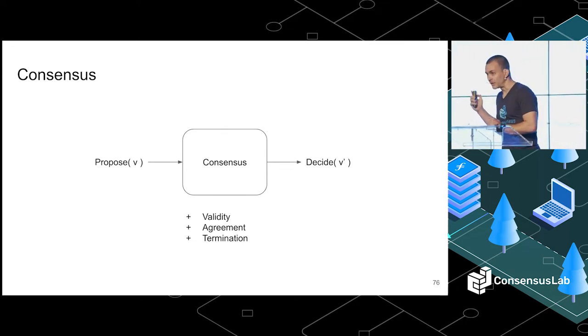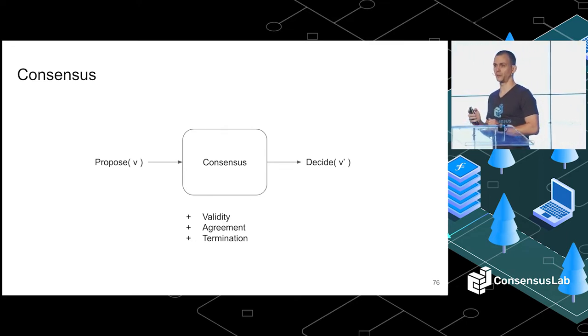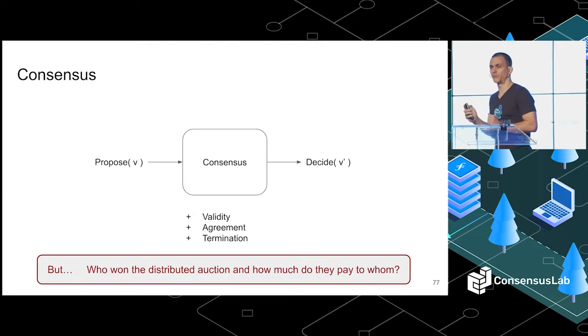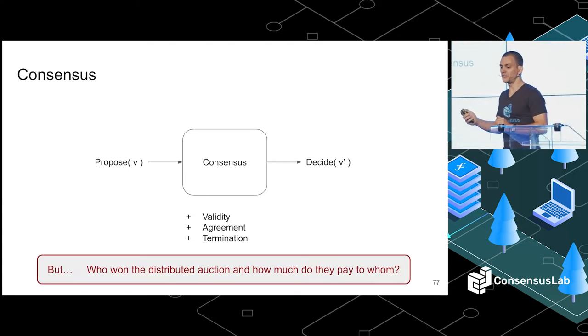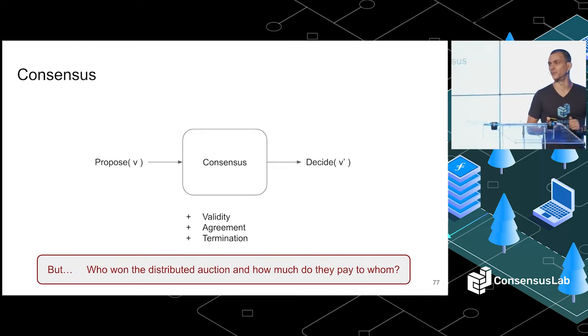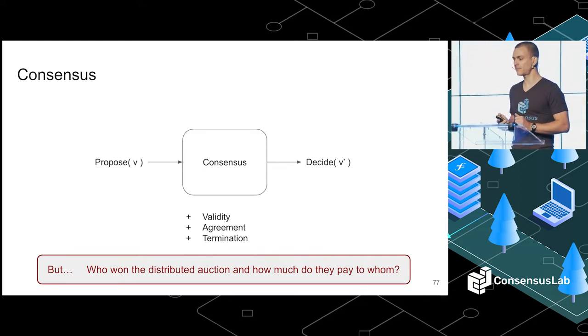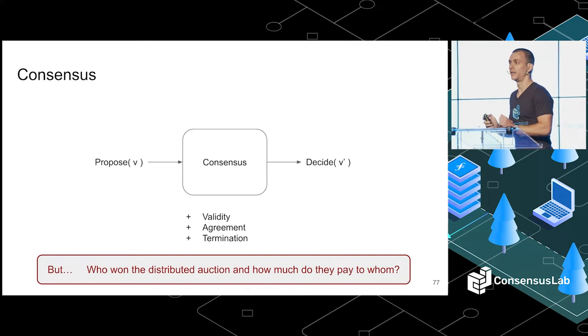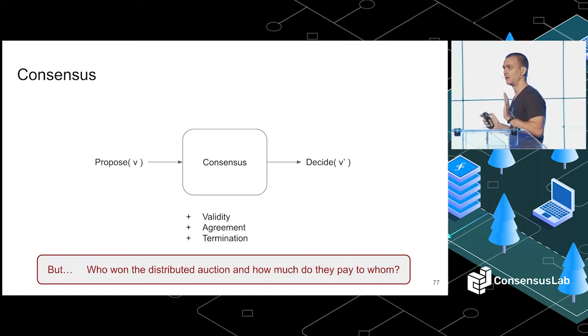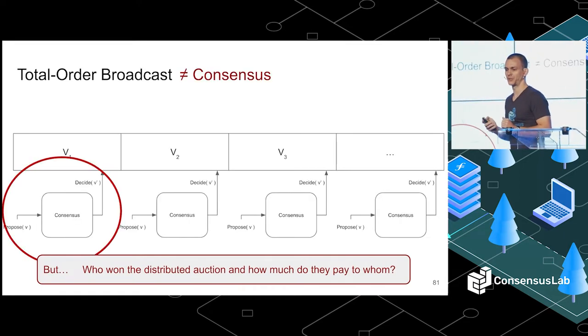It is important. It is actually a hard problem to solve very often. But what we want to know is who won the distributed auction and how much they pay to whom. This is what we want to know in the end. Consensus tells us 42. It tells everybody 42 eventually, but it doesn't really help us too much.